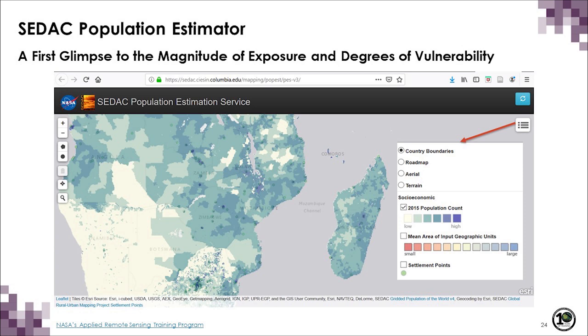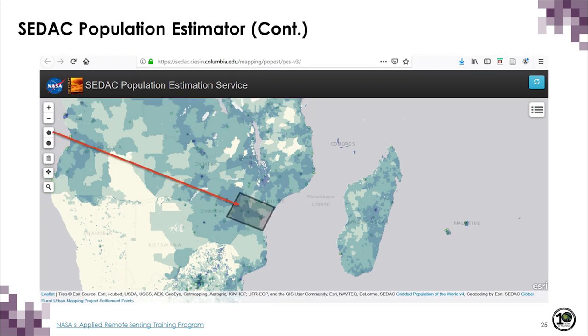The CDAC population estimator is useful to have a first glimpse of the magnitude of exposure and degrees of vulnerability. The screenshot is centered in Mozambique, and the layers displayed are shown in the legend: boundaries and population counts. Using the polygon tool on the left, we can draw or define the area of interest, in this case an area affected by IDAI and including the city of Beira.